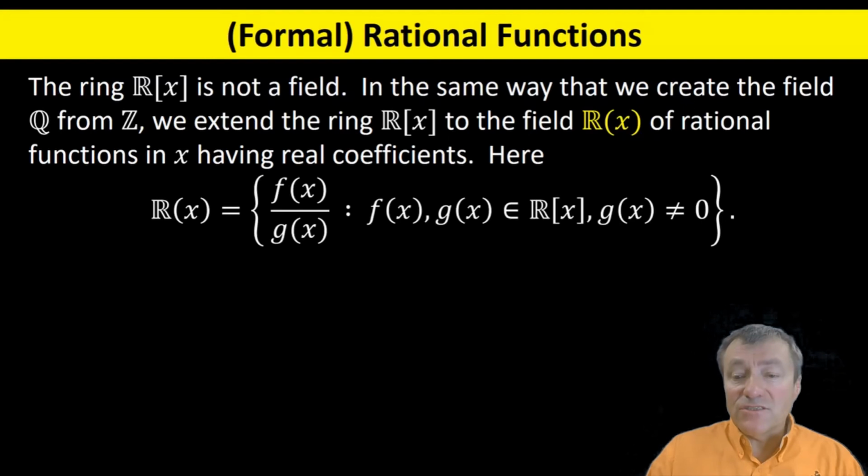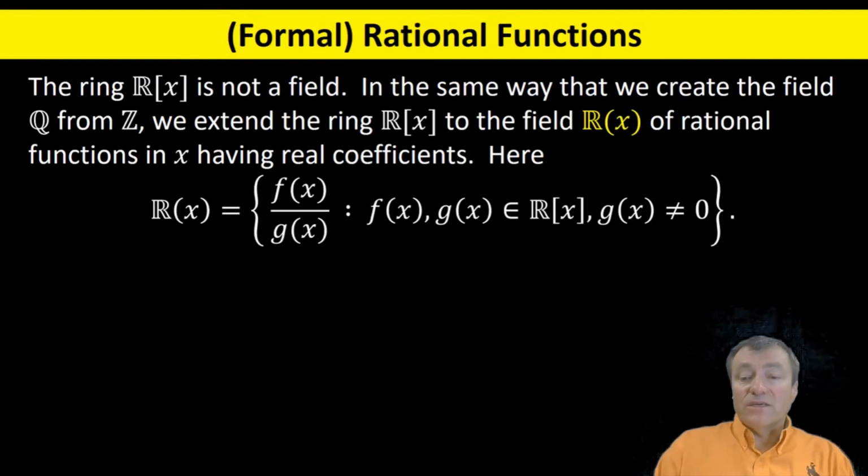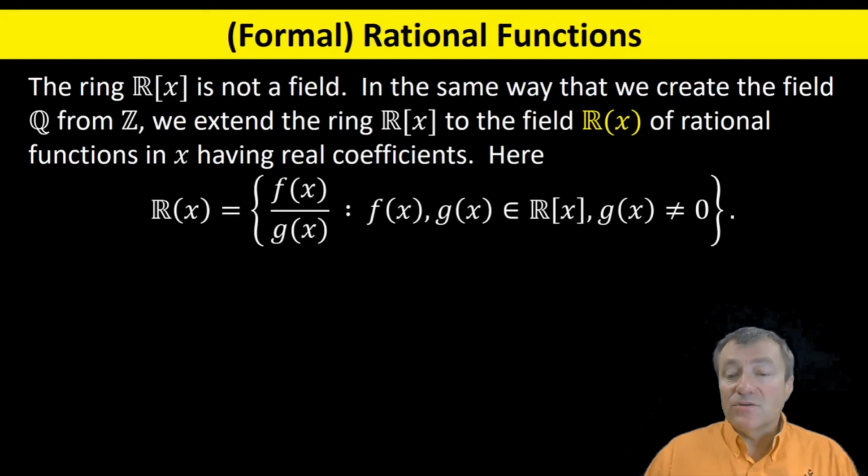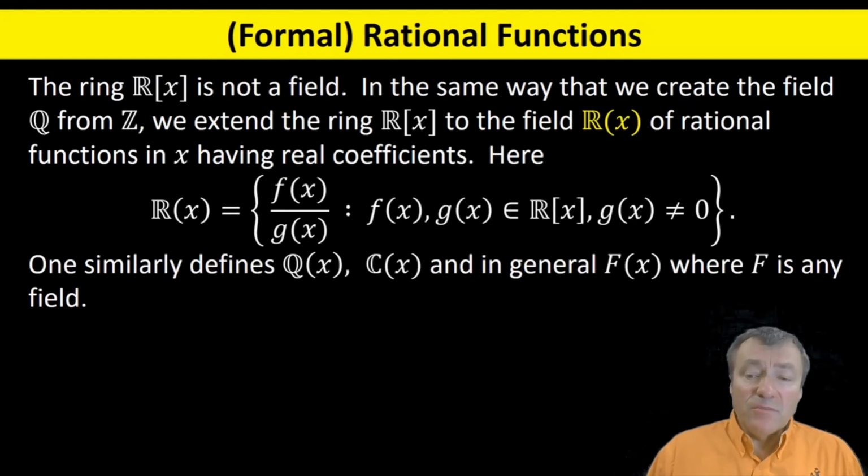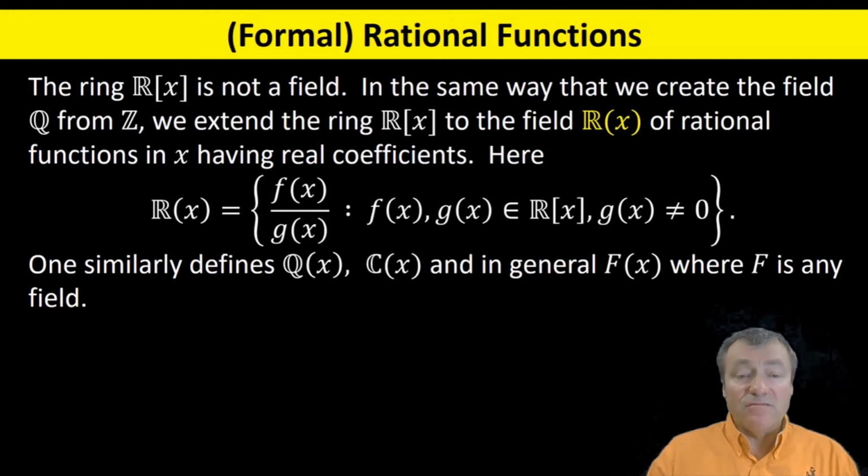The rational functions are just formal or symbolic expressions. You write down fractions with numerator and denominator that are polynomials, as long as you do not allow 0 denominators. This gives a field, just like the rational numbers give you a field. Hence the term rational function. Like rational numbers, rational functions are ratios of polynomials. And you can similarly do this for any field F of coefficients in place of the real numbers.